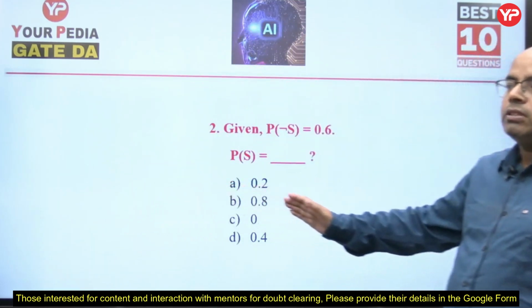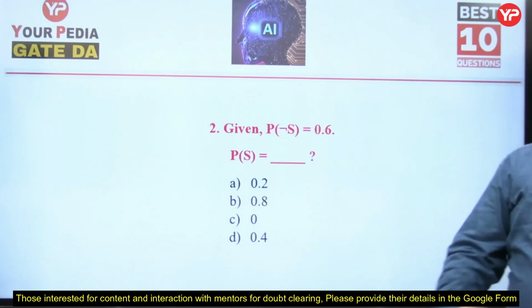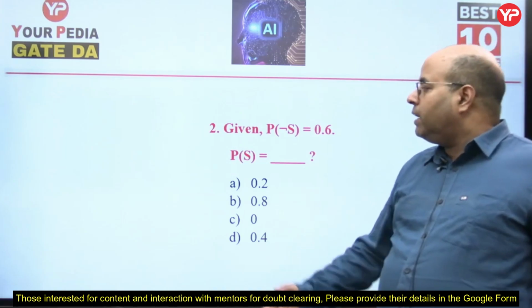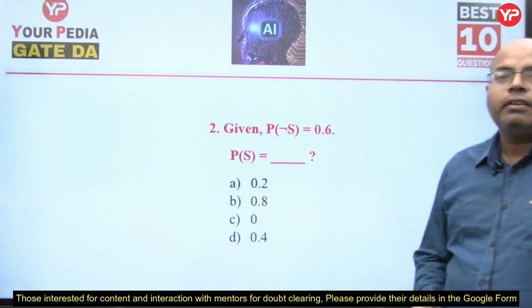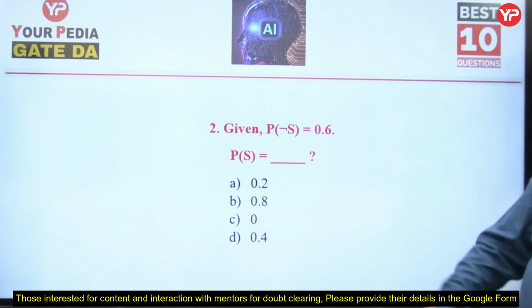This is a very simple question, you see. Given P(not S) is equal to 0.6, the probability of some event not happening is 0.6, then what is the probability of the event happening? Very simple. 1 minus 0.6, that's all, 0.4.